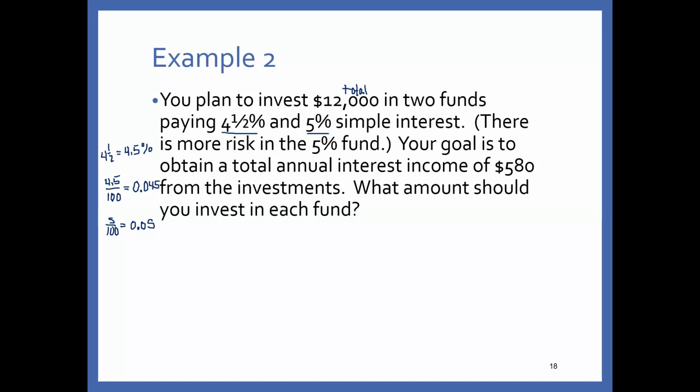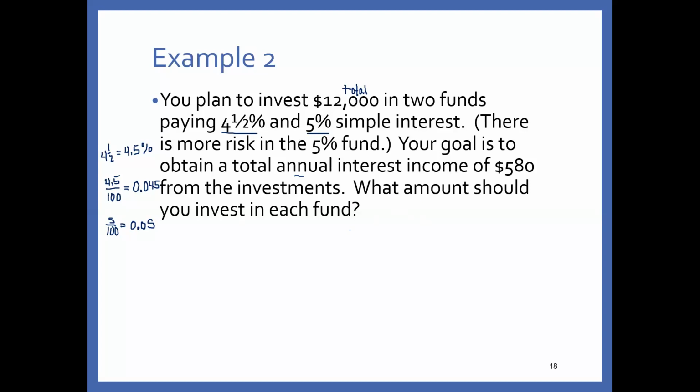My goal is to obtain an annual interest income of $580 from the investments. The word annual here is important because that means that we would be investing for 1 year, and so that 1 is not going to change the math that we do. If this was over 5 years, we would have to bring the 5 into our problem, but it's not. It's over 1 year.